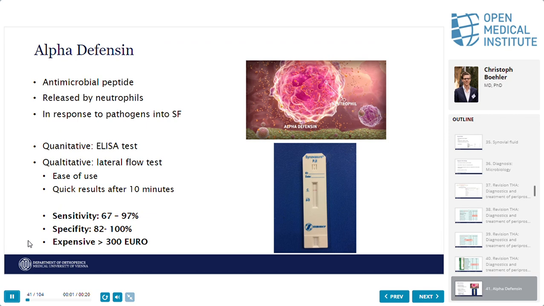For defensin, we have talked about it. It's good in some studies. You can do this lateral flow test, which is like a corona test. Sensitivity and specificity is rather high, but it's expensive. So we only do it in selected cases.